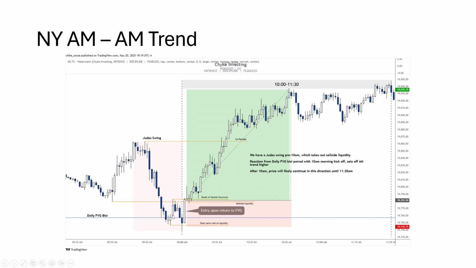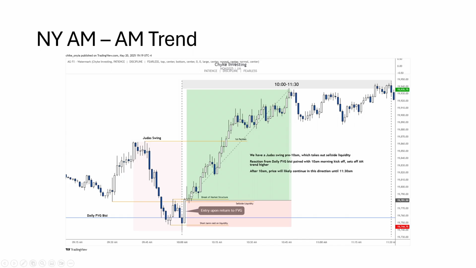We enter right there. Stop loss goes below this breaker move and also this 1 minute order block and fair value gap. And you have this inversion right here. So that's 4 PD arrays. Price should not break through those if we're still bullish. Price then kicks off the AM trend post 10 o'clock.